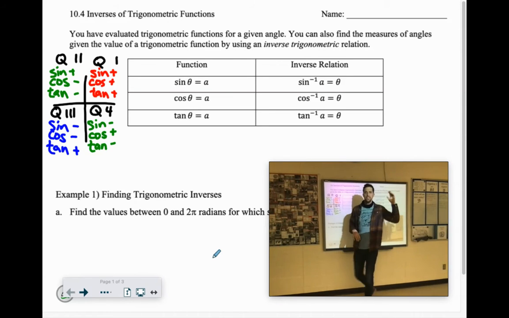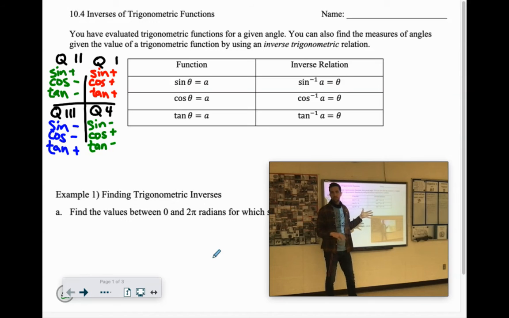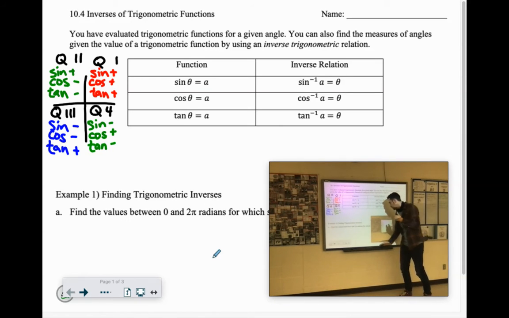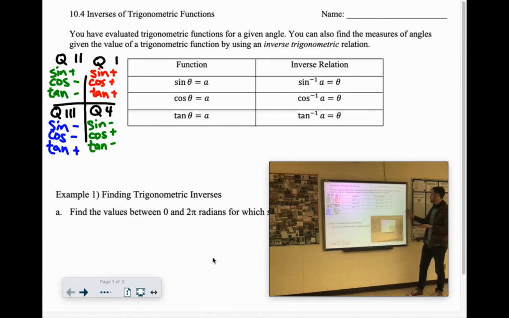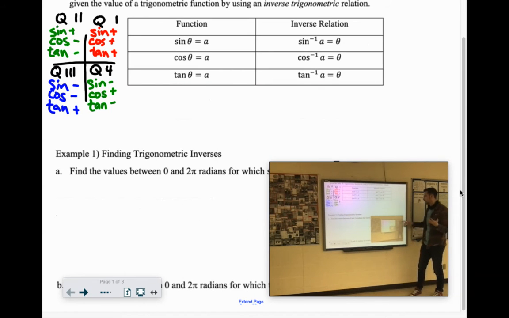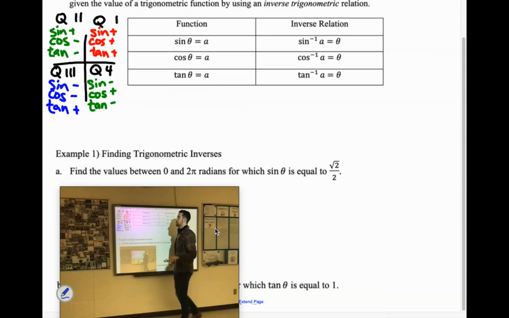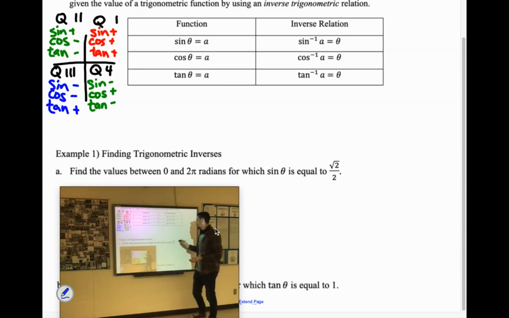You can remember the reference angle trick with your fingers. You're gold. All right, so find the values between 0 and 2 pi radians, which is one complete circle, for which sine is equal to root 2 over 2. Now, that's a positive number, so let's see in which quadrants the signs are positive. That would be quadrant 1 and quadrant 2.